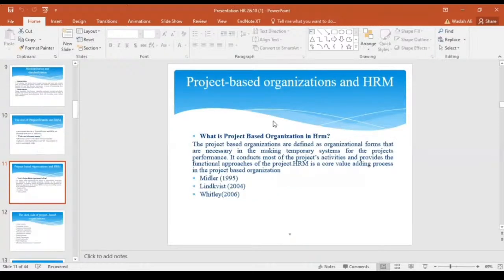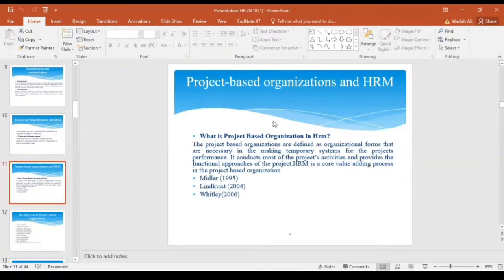Project-based organization and HRM. What is a project-based organization in HRM? Project-based organizations are defined as an organizational form that is necessary for making temporary systems for project performance. It conducts most of the project activities and provides the functional approaches of the project. Human resource is a core value-adding process in the project-based organization.